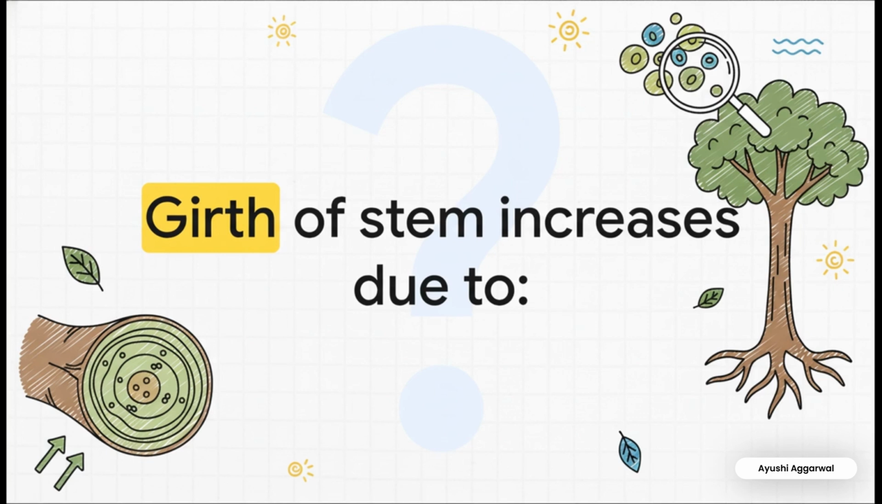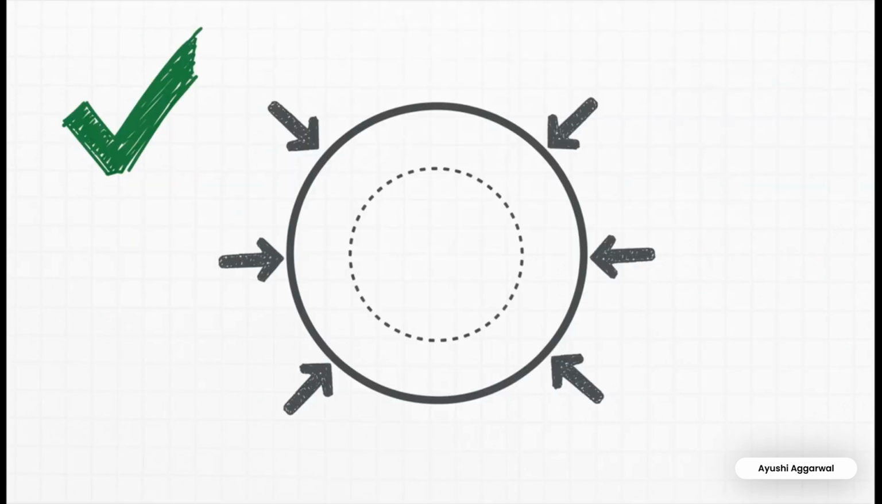Okay, next question. The thickness or girth of a tree's stem increases because of which tissue? Take a close look at the options. The correct answer is option B, lateral meristem. Here's a simple trick. Lateral literally means on the side, so the tissue that grows sideways is the one that's going to increase the width. Apical meristem only increases the height.